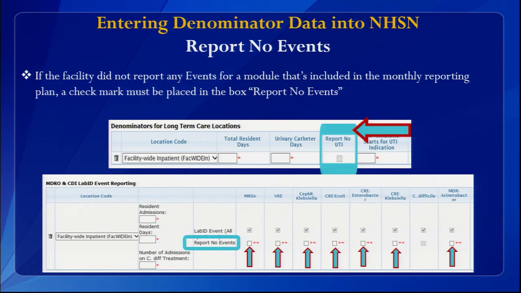And if you check this box, and let's say you're doing retrospective data collection and you realize, oh, I did have a MRSA, but I checked the box already, it's okay. Once you enter the MRSA into the application, the box will automatically uncheck for you. You don't have to do anything, okay, but enter that event.